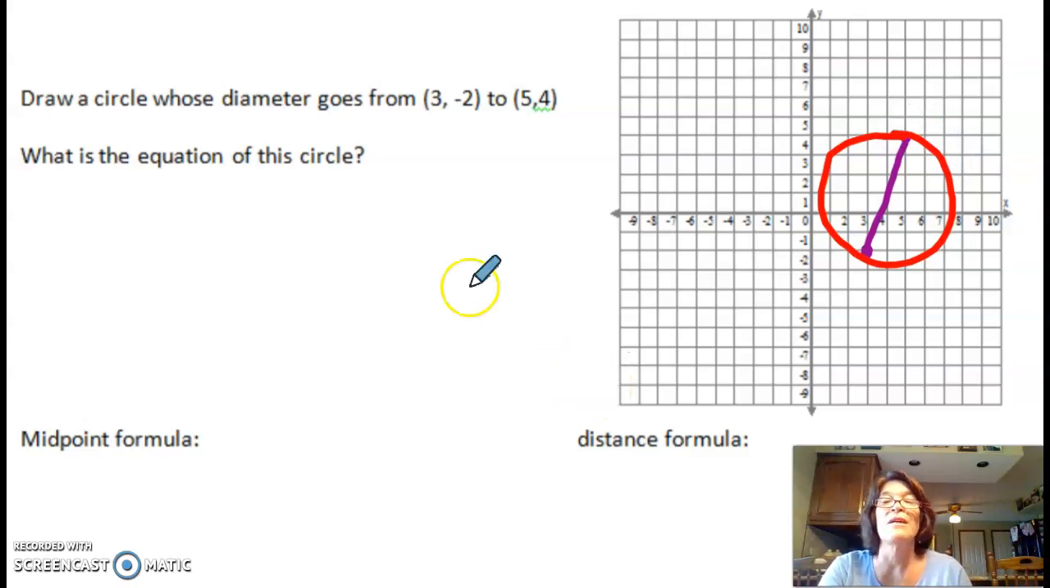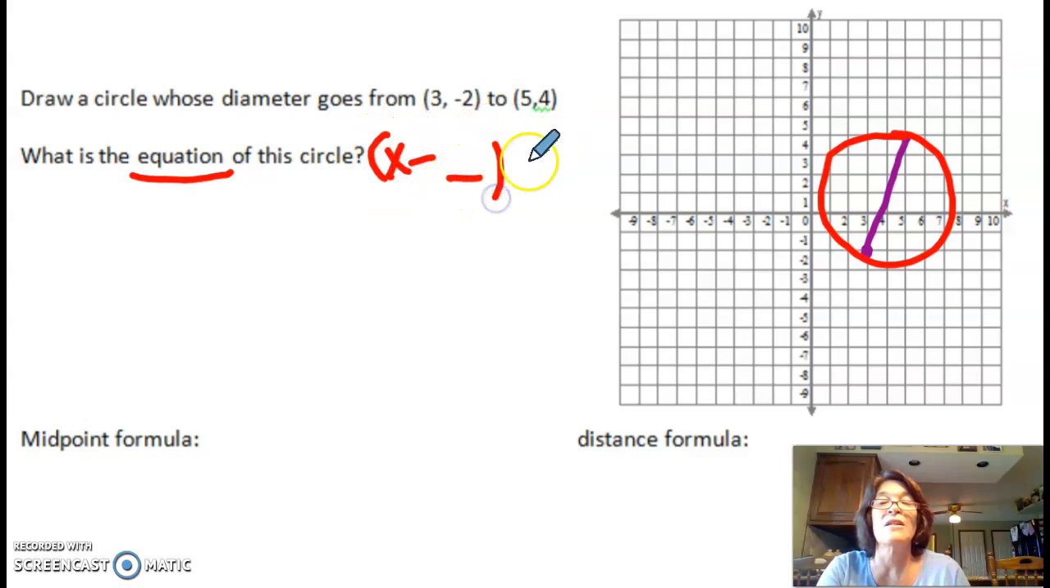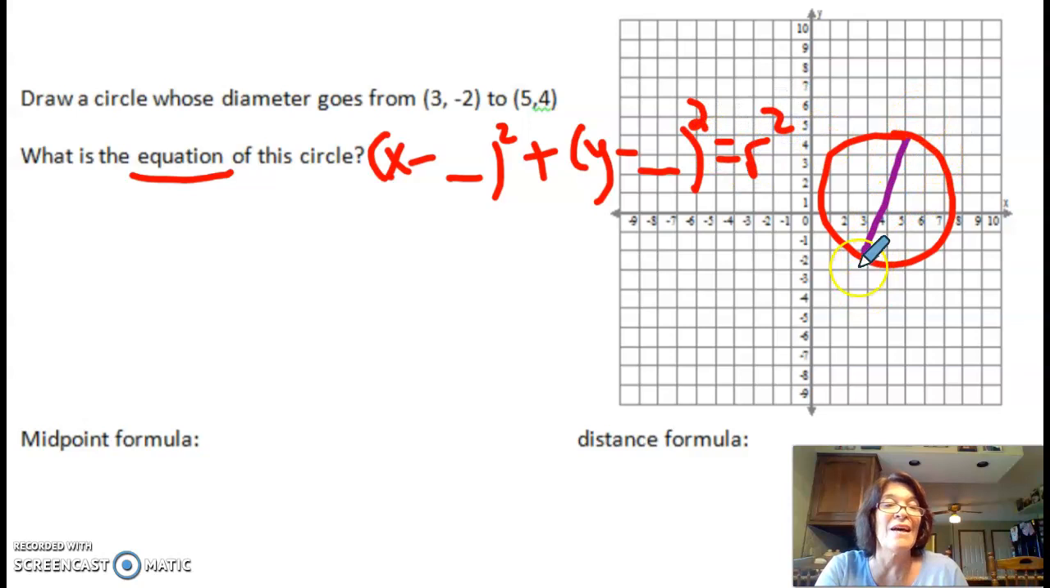Now, they want me to write the equation of this circle. I know it's x minus the x coordinate of the center squared plus y minus the y coordinate of the center squared equals the radius squared. So I have some information here. I know the halfway point. It looks like maybe it's 4, 1. I'm eyeballing it. I know that the halfway point is the center. I have the diameter. If I could figure out that distance, half of that would be the radius.